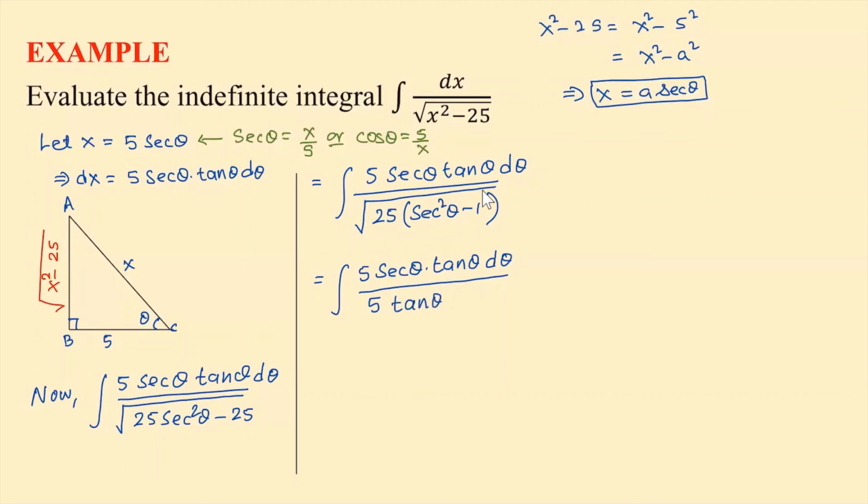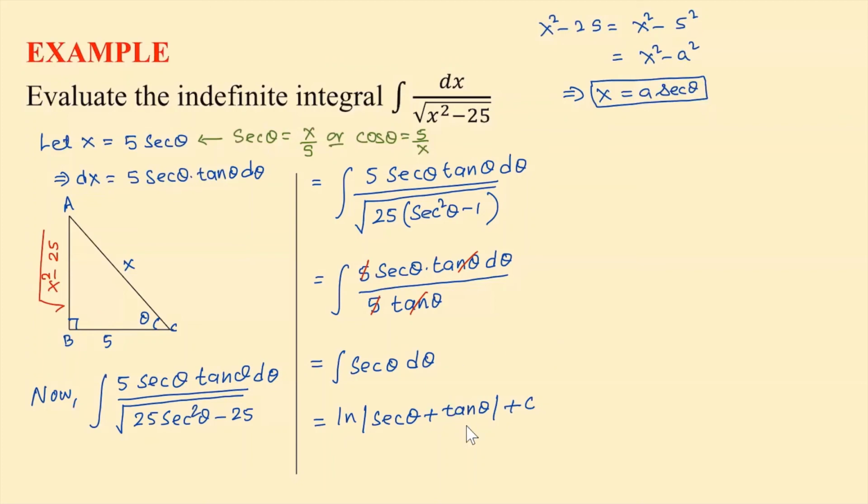Now from the numerator and denominator, you can cancel 5 and tangent theta. So when you cancel 5 and tangent theta, you are left with secant theta d theta. And we know that the integration of secant theta is natural log of secant theta plus tangent theta plus c.